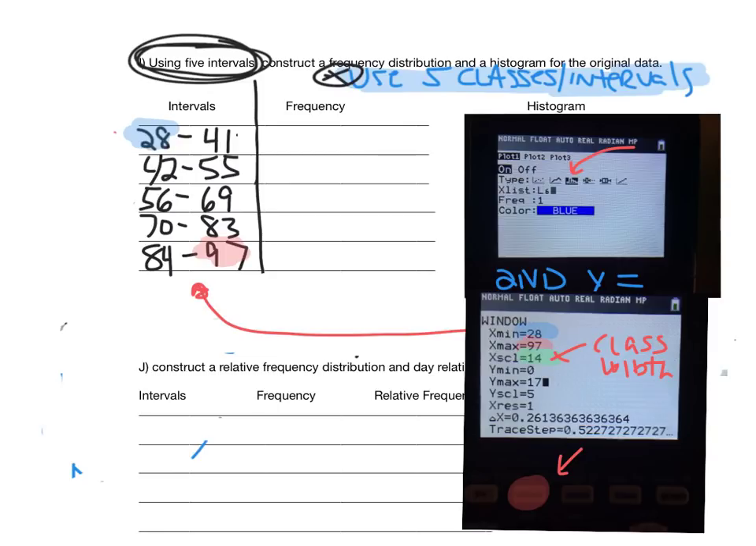The y-min is always going to be 0. For the y-max, what I tell my students to do is always take the total number of data and divide it in half. So here, since we were given 34, I did 34 divided by 2 to get 17. And for the y-scale, I put 5, because on the y-axis I'm going to go all the way up to 17, and a y-scale of 5 will put a mark at every 5. So you'll be able to see the 5, the 10, and the 15 points along the y-axis.